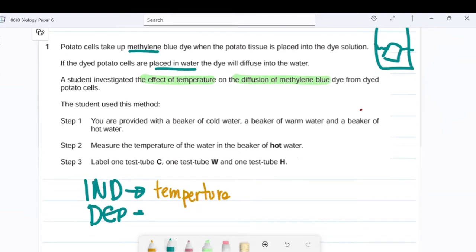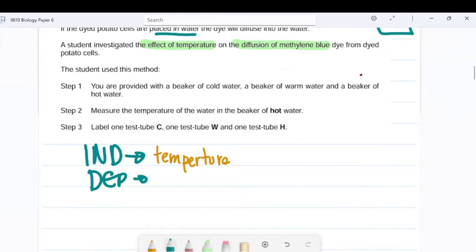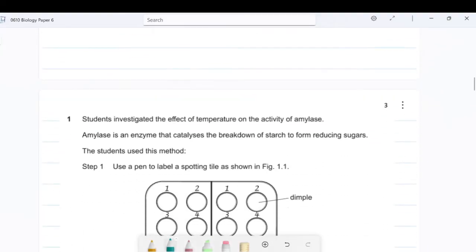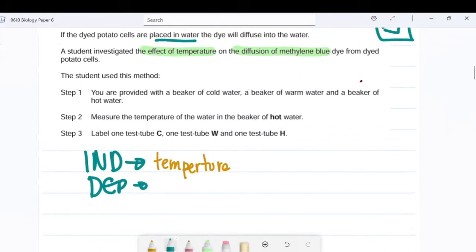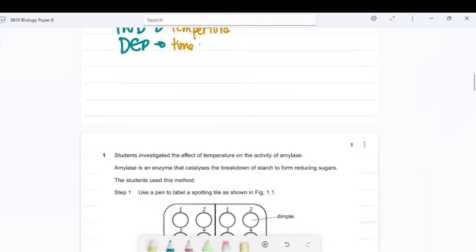Now dependent variable in this scenario, they're telling you, oh, what is the effect of temperature on the diffusion of methylene blue from dyed potato cells? So diffusion. So rate of diffusion, or that time taken for diffusion. So if I go a little deeper into the question, I didn't add it in here. So they're trying to measure the time taken for diffusion. Okay, so my dependent variable in this scenario is going to be time. Let's go into the next question.